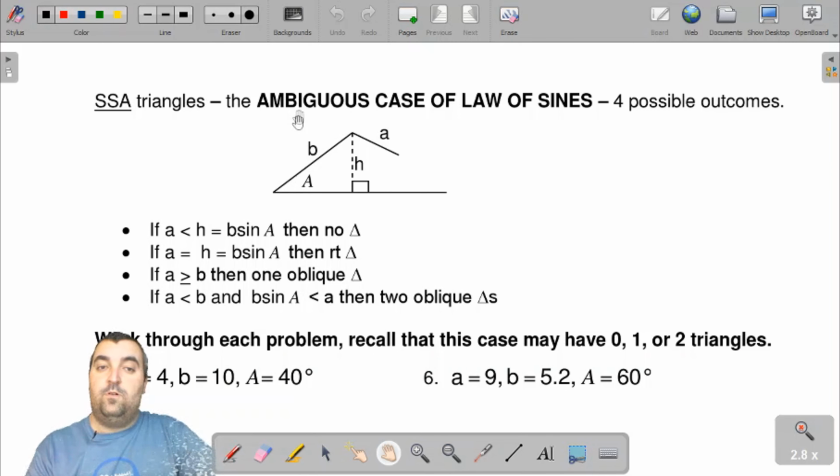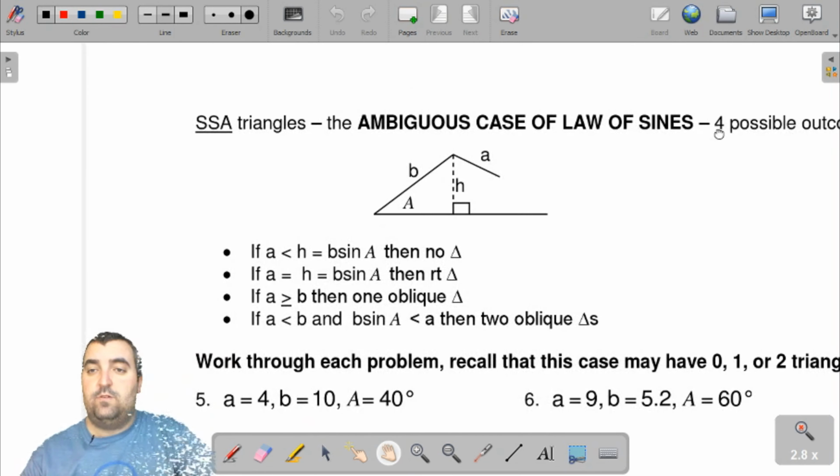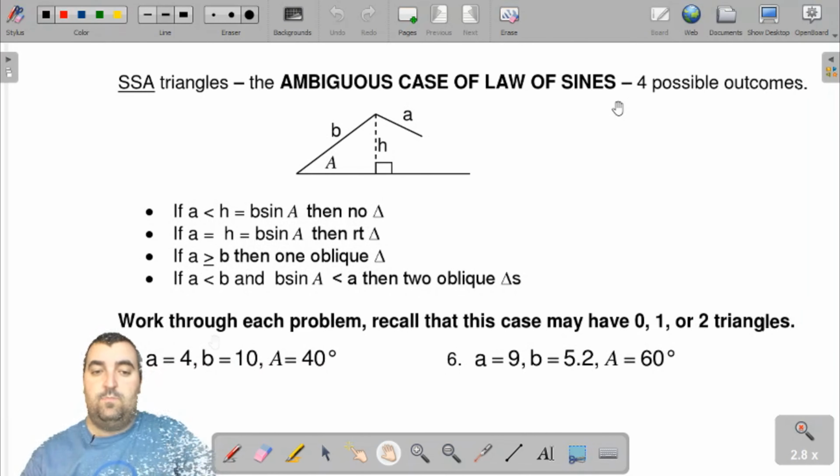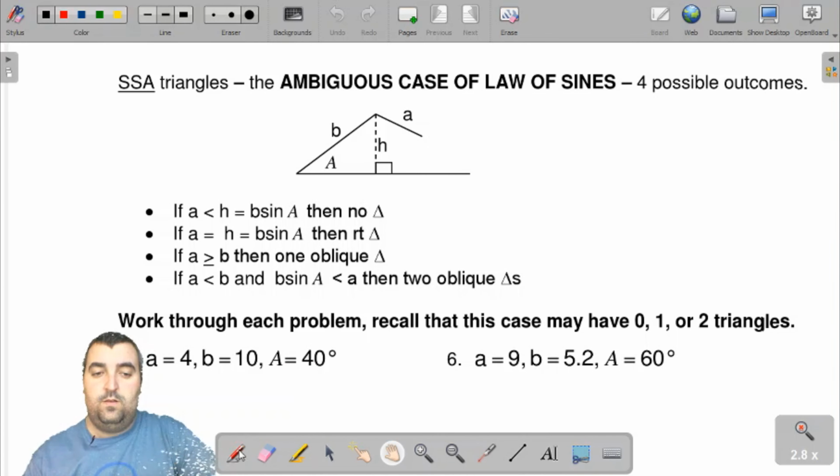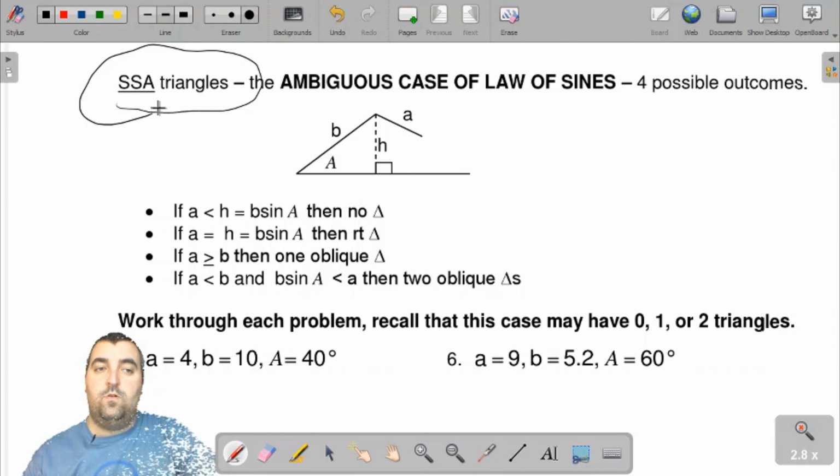Just thinking about the word ambiguous, it means there could be lots of options. We're just not sure what it is. So this ambiguous case is when we have four possible outcomes. Okay, let me switch to my pen. Four possible outcomes, but this only happens when you are given a side and an angle.